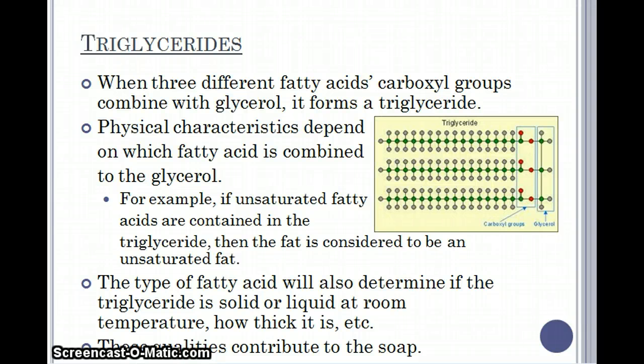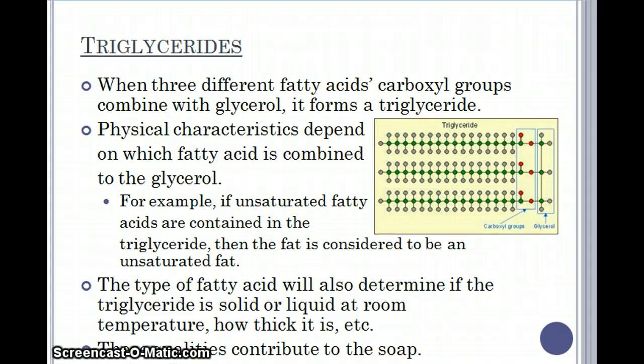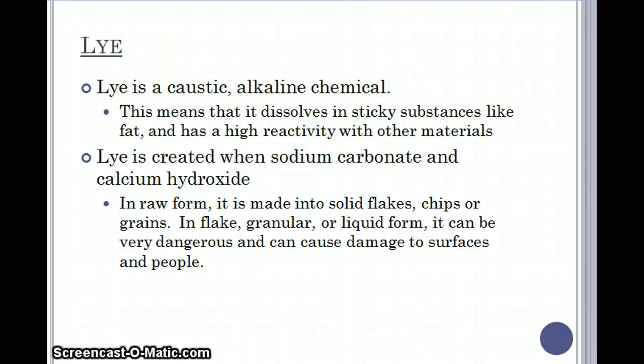A triglyceride is when 3 different fatty acids carboxyl groups are combined with a glycerol molecule. The physical characteristics depend on which fatty acid is combined to the glycerol. If an unsaturated fatty acid is contained in the triglyceride, then it's going to be an unsaturated fat. The type of fatty acid will also determine if the triglyceride is solid or liquid at room temperature and other qualities that are necessary. These qualities that are determined by the type of fatty acid will also contribute to the qualities of the soap. Lye is the final ingredient needed to make soap.